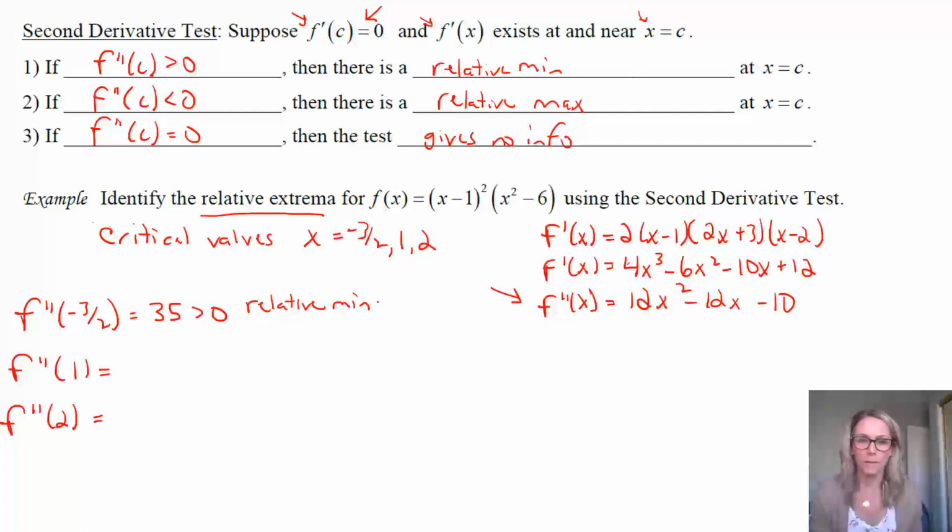But it's a relative min of -23.4375 at x equals -3/2. Again, we already knew this.